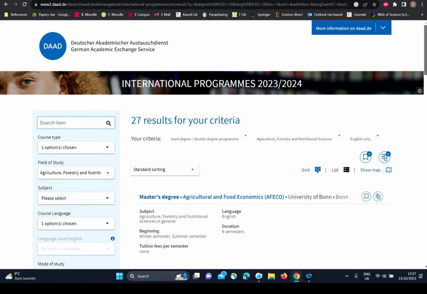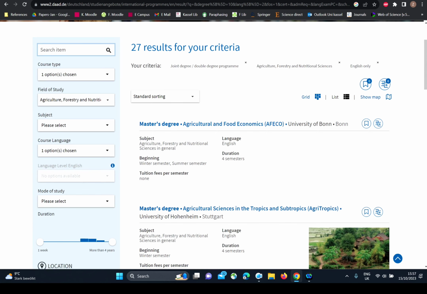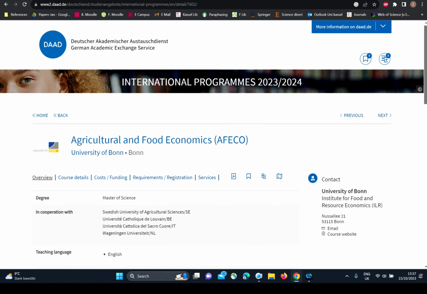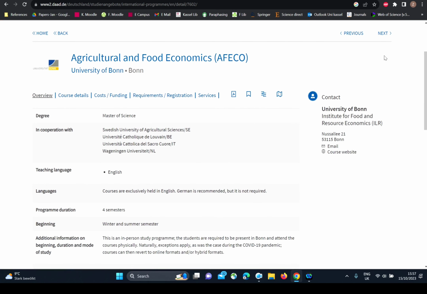Then when you go to the search option, you have this one, University of Bonn, master degree in agriculture and food economics. So let's go inside this one. Yes, so now what we see is everything.